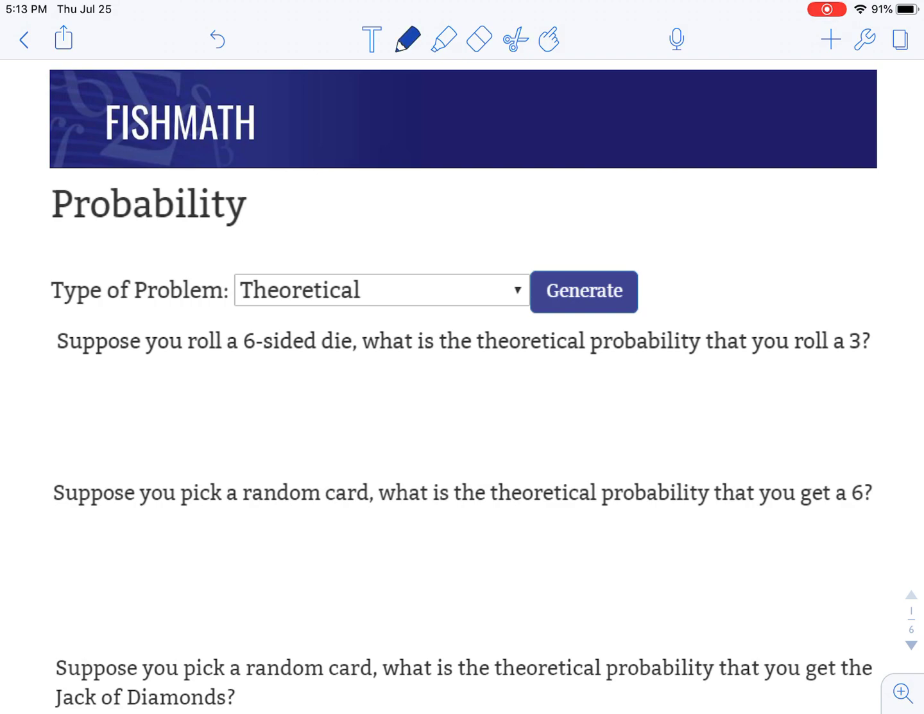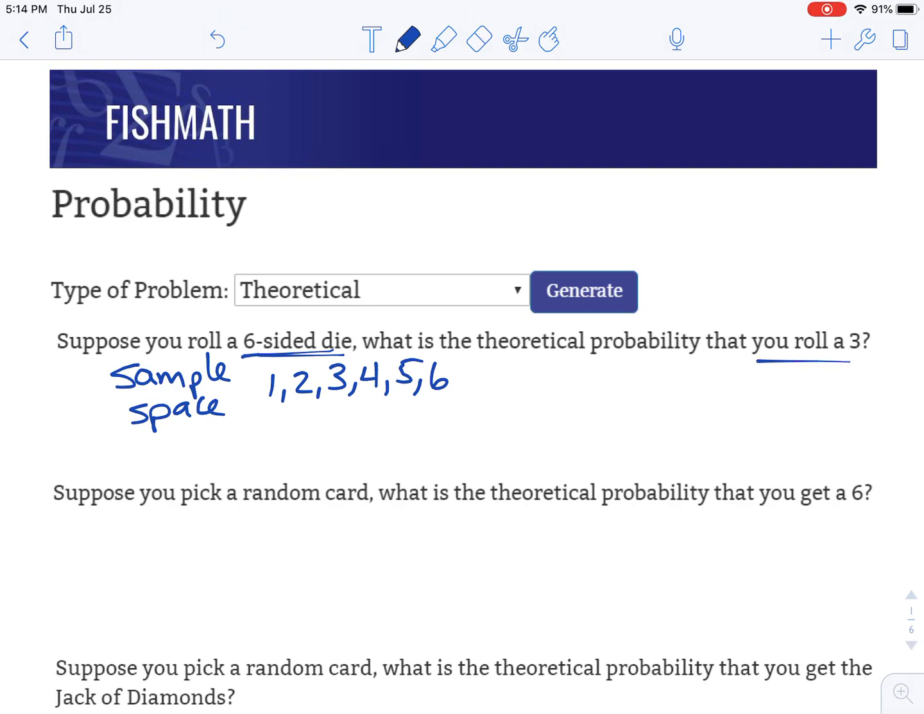So for the first one here, we've got a six-sided die. It helps to write out what we call the sample space first. What are all the options? Our sample space is a list of all those options. So if it's a six-sided die, it's going to be 1, 2, 3, 4, 5, and 6. Those are all the possibilities when you roll a six-sided die.